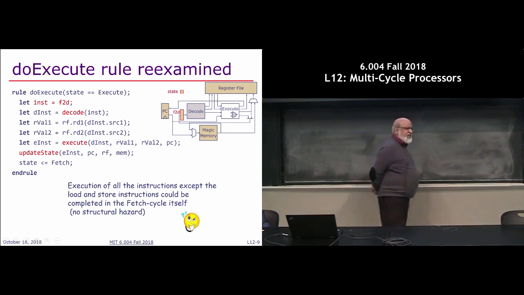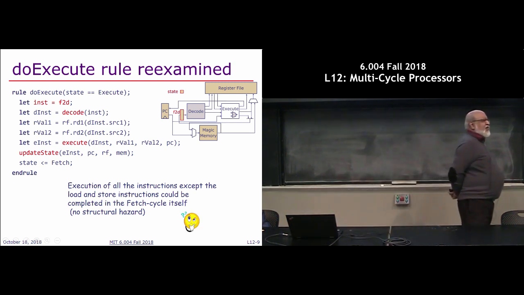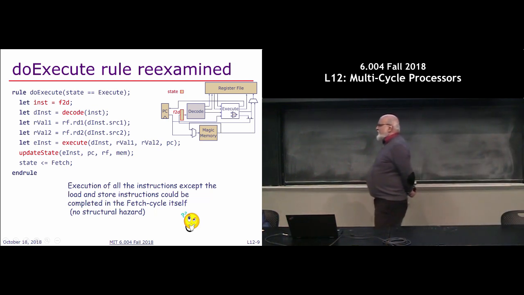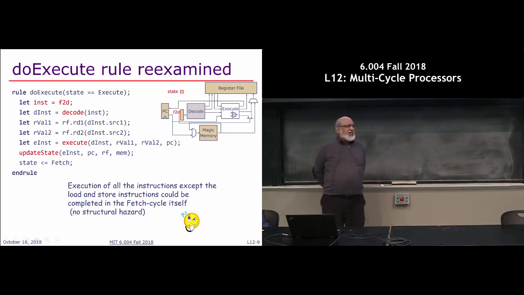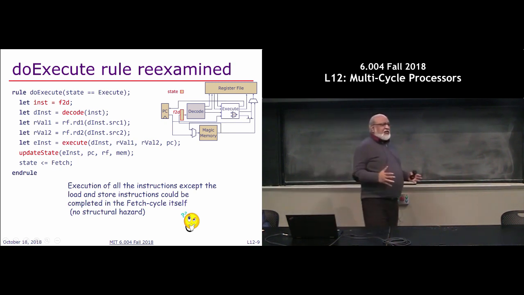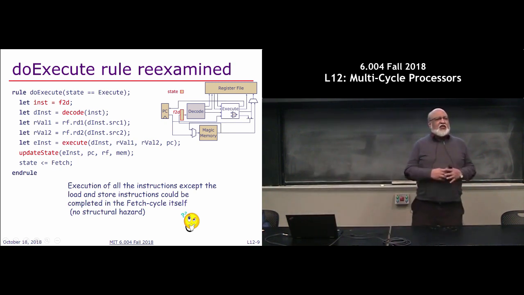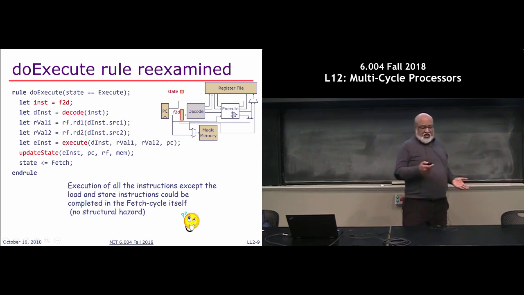So how can I exploit this idea? How can I use it to my advantage? The advantage I'm looking for is that all the non-memory instructions I want to execute in one cycle. And for memory instructions, okay, I'll take 2 cycles, because I have no choice. I have a structural hazard in that case. So instead of executing every instruction in 2 cycles, I want to execute most of them in 1 cycle and some of them in 2 cycles. Can I modify my processor to do that?